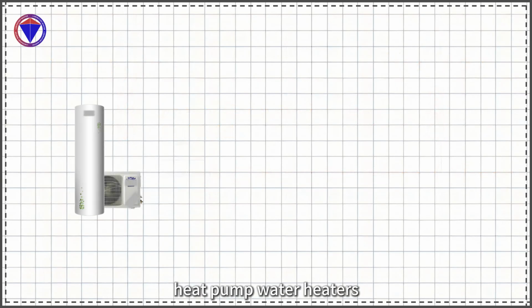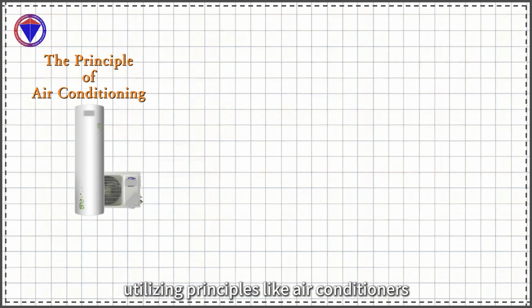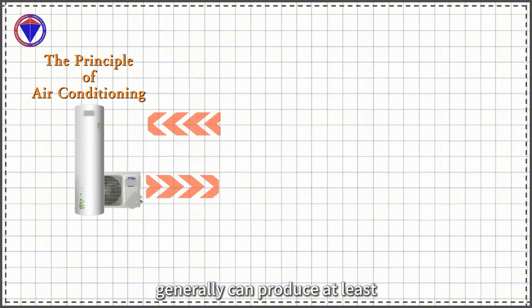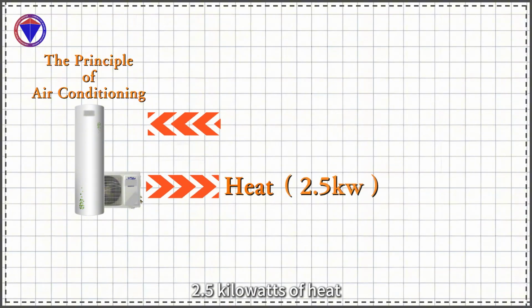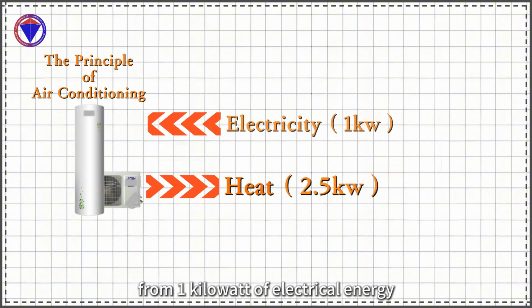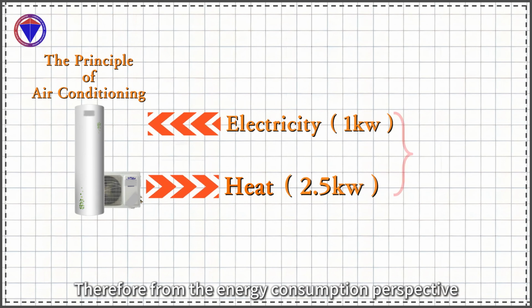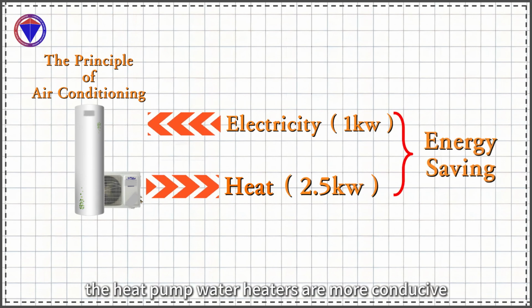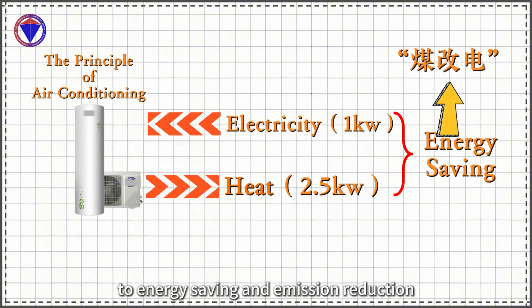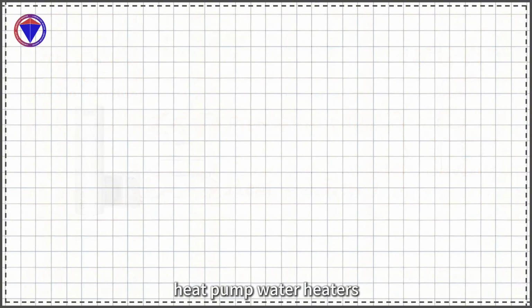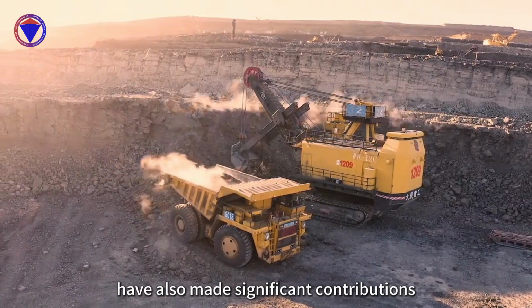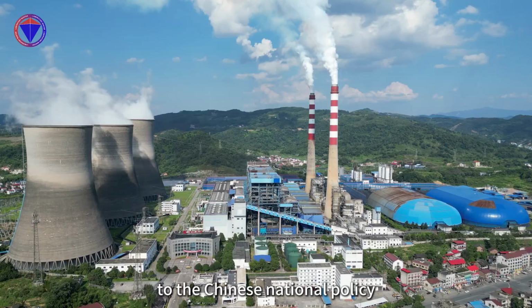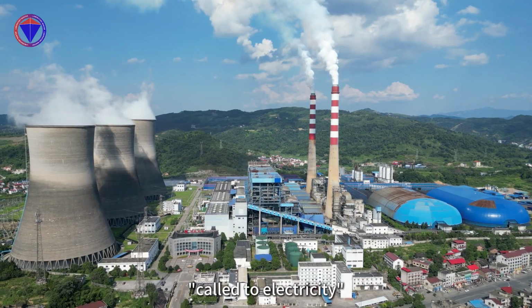In contrast, heat pump water heaters, utilizing principles like air conditioners, generally can produce at least 2.5 kilowatts of heat for 1 kilowatt of electrical energy. Therefore, from the energy consumption perspective, heat pump water heaters are more conducive to energy saving and emission reduction. Thus, heat pump water heaters have also made significant contributions to the Chinese national policy call to electrify.